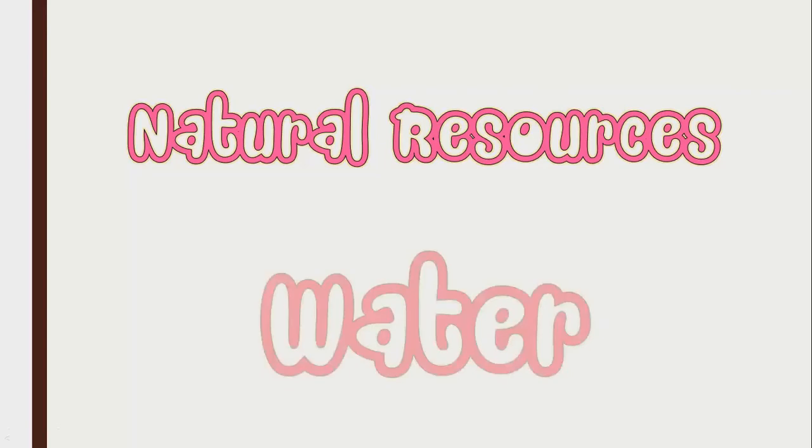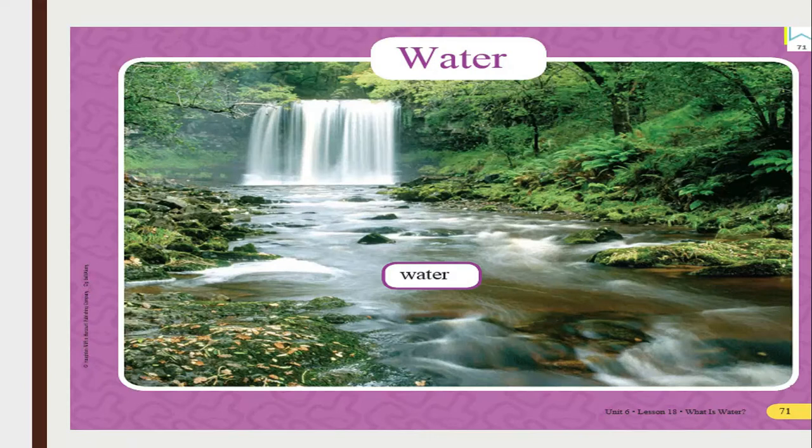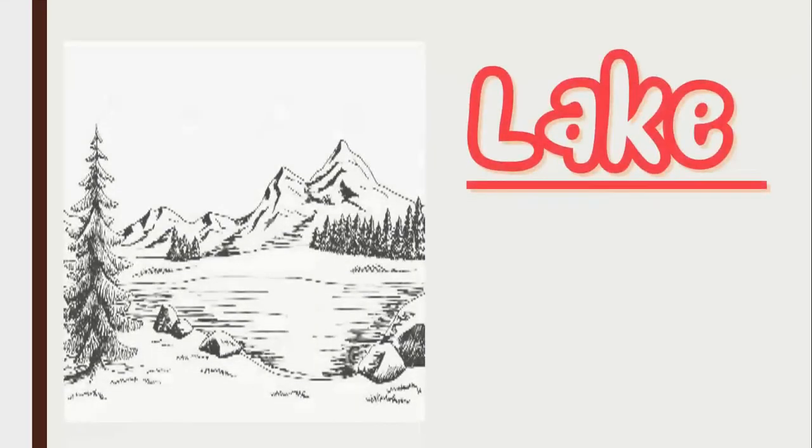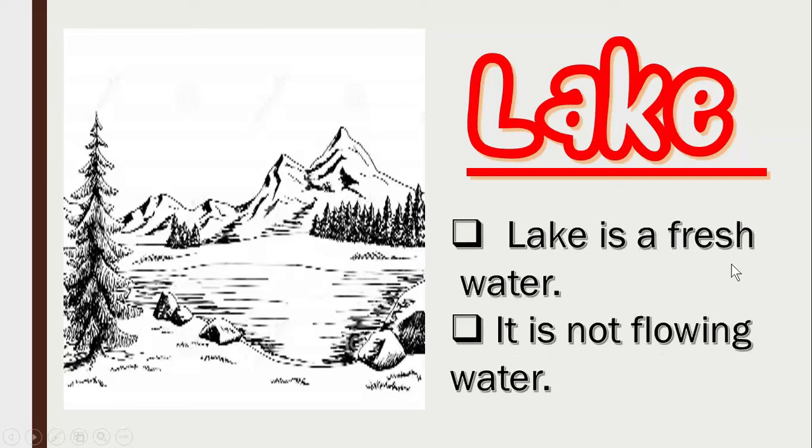Very good. Next, let's proceed to the water, which is one of the most important natural resources on our earth. Water has 3 bodies. Number 1 is lake, and the lake in this picture is surrounded by land or big rocks. A lake is fresh water. It is not flowing or moving water. When we say fresh water, you can drink it or use it for cleaning.